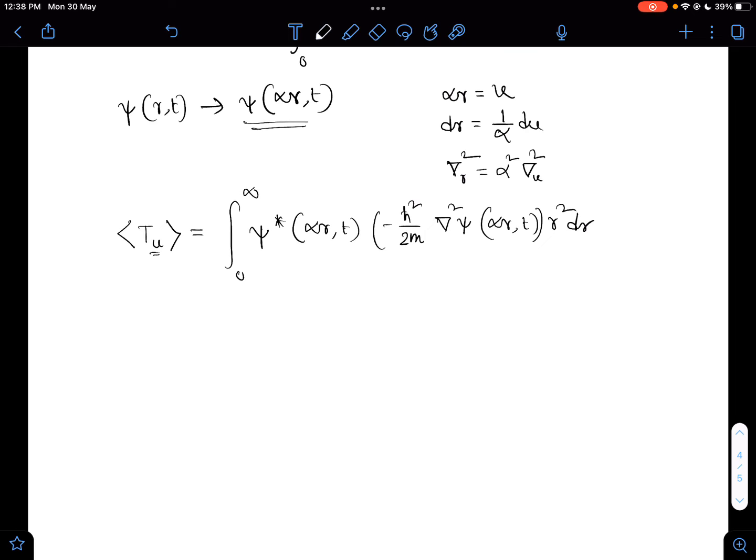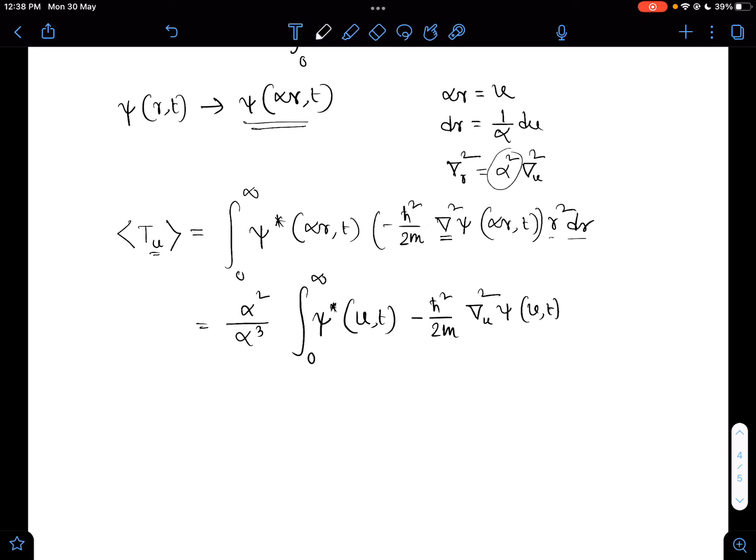Now we can replace this dr by 1 by alpha du. So basically we have here 1 by alpha cube, and due to this del square we have alpha squared. So from 0 to infinity, psi star u, then minus h cut square by 2m grad square in u coordinate, psi u, and here we have u square du.